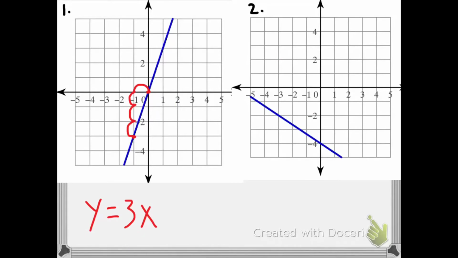And then for our y-intercept, where it crosses, you can see that it crosses right at 0. So since it crosses at 0, you don't have to put 0. So your equation is y equals 3x.